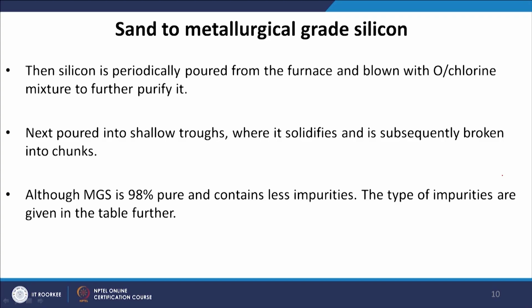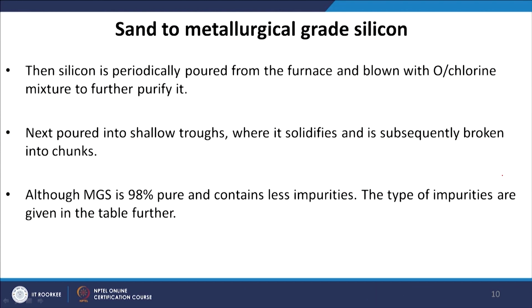Now, this metallurgical grade silicon is not very pure. We need to further purify it to make a device or any chip. Then silicon is periodically poured from the furnace and blown with an oxygen and chlorine mixture to further purify it. So, whatever liquid silicon we collect from the furnace, we blow with oxygen and chlorine. What will happen? This liquid silicon can react with oxygen or chlorine, and whatever the impurities are, the oxygen and chlorine can get rid of them.